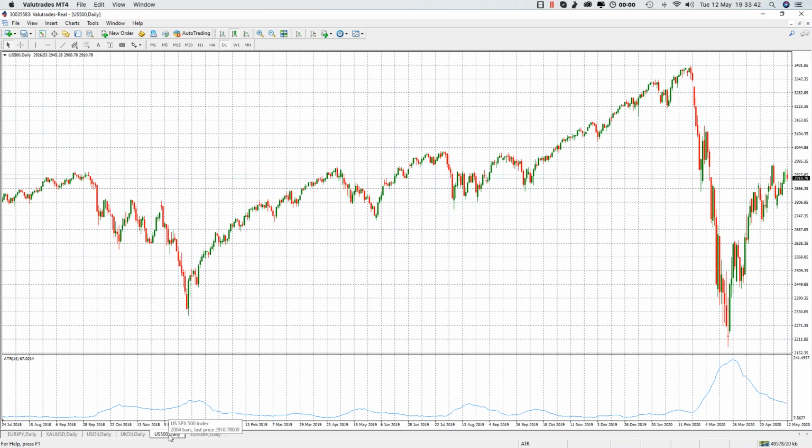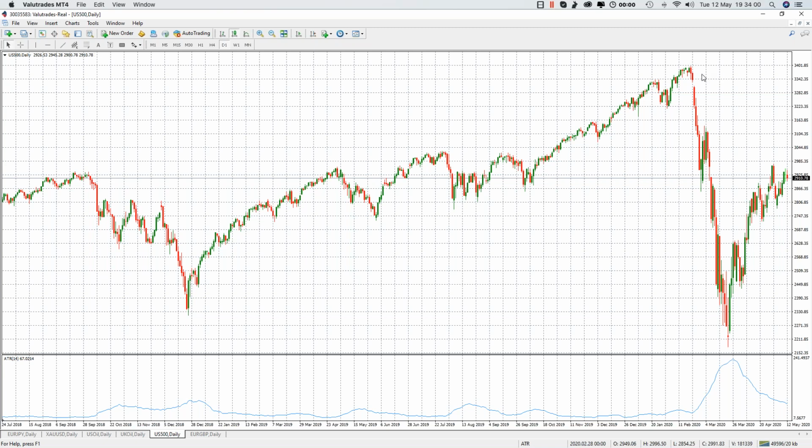If we look at the S&P 500, we have exactly that. We had a massive sell-off based on coronavirus. Most of it, of course, caused by the airlines. Lots of panic going on, and everybody was selling. Everybody was going to cash.